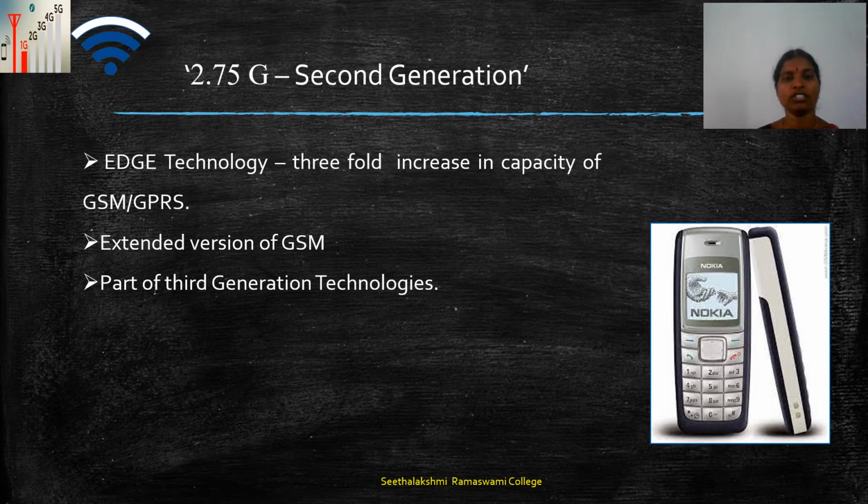Enhanced Data rates for GSM Evolution. Enhanced GPRS or IMT Single Carrier, that is IMT-SC, is a backward compatible digital mobile phone technology that allows improved data transmission rates as an extension on top of standard GSM.